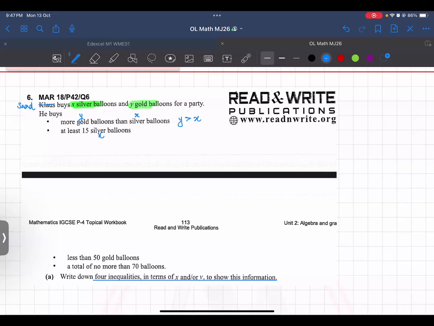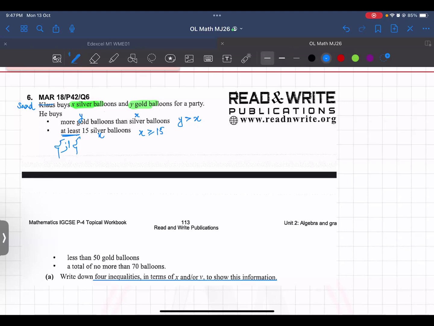At least means the lowest. So x is more than or equal to 15. The lowest it can be is 15. It can be above 15 as well. So x is greater than or equal to 15. It can be 15 as well, the lowest it can be 15, but it can be above 15 as well.